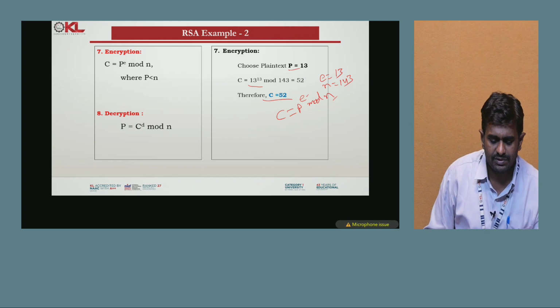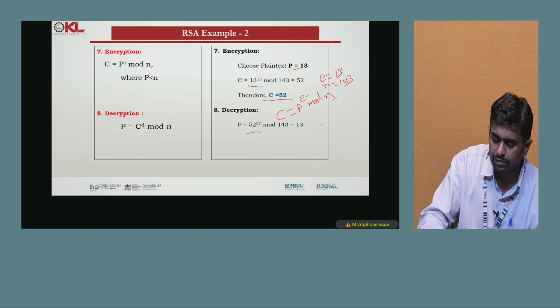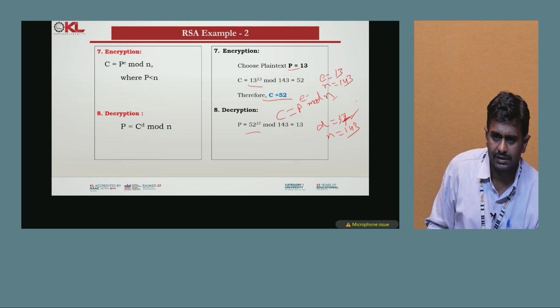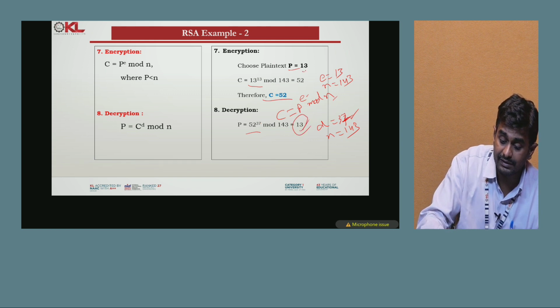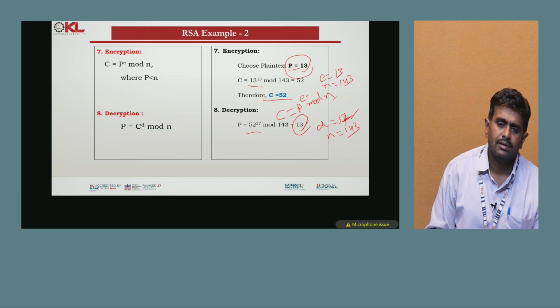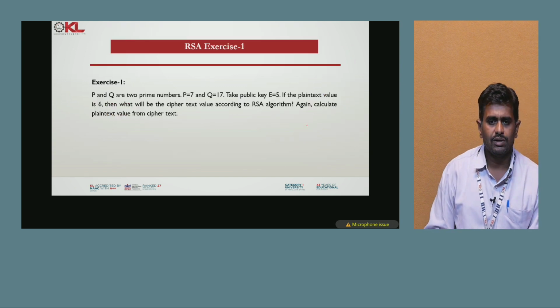Now in the decryption process, the same reverse process, C value equal to 52. So 52 power 32, that is d value equal to 32, n value equal to 143. Not 32, this is 37. D equal to 37, n equal to 143. So 52 power 37 mod 143 equal to 13, that is the original message. Otherwise, some error occurred in between in the calculation process. So finally we get p equal to 13.